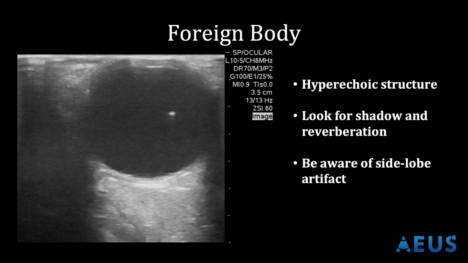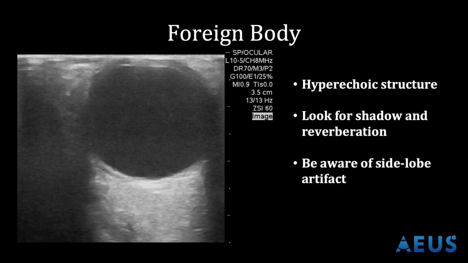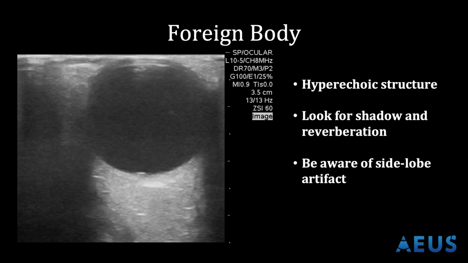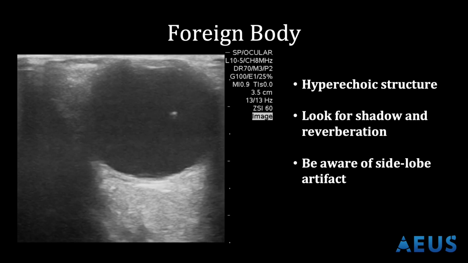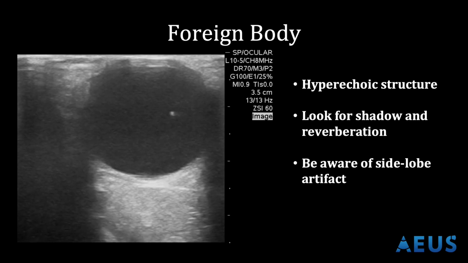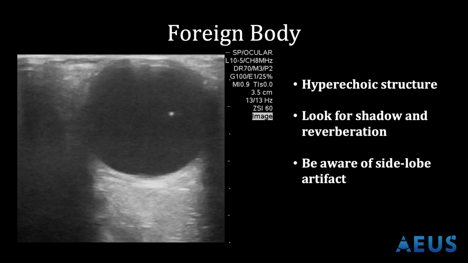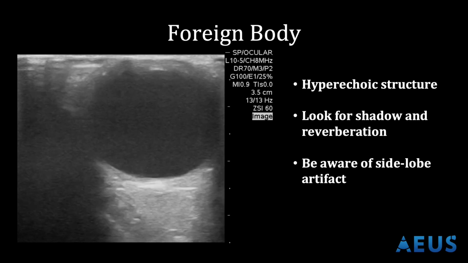Wrapping up ocular pathology, a foreign body can be seen on point-of-care ultrasound. Foreign bodies are hyperechoic on ultrasound, and depending upon the composition can appear differently. A metallic foreign body may have a reverberation artifact, as seen in this video, versus a wood or plastic foreign body that may have a clean shadow posterior to the hyperechoic foreign body.